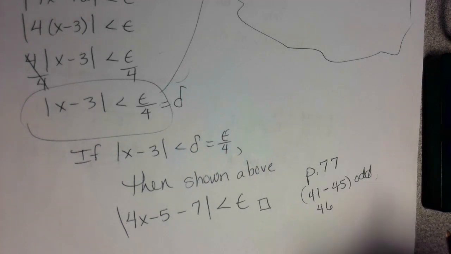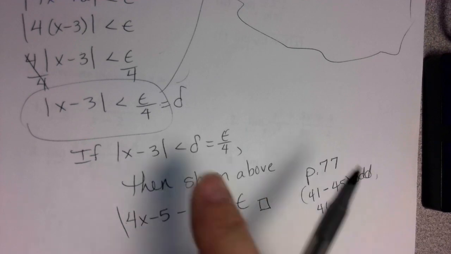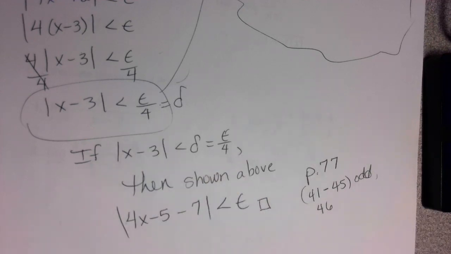I would do 46, that's a good one. 48 would be a good one. Maybe even 49. 49 is just a constant, so that's going to be kind of a weird proof. But anyway, those would be a couple you could look at.